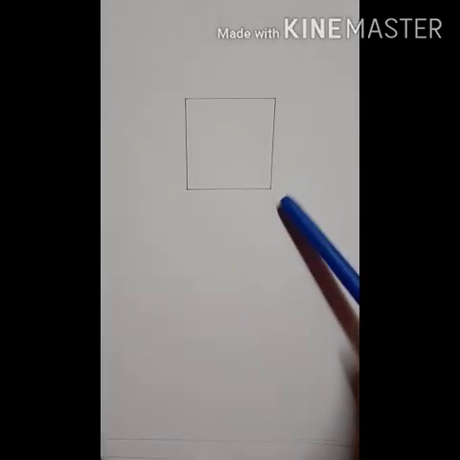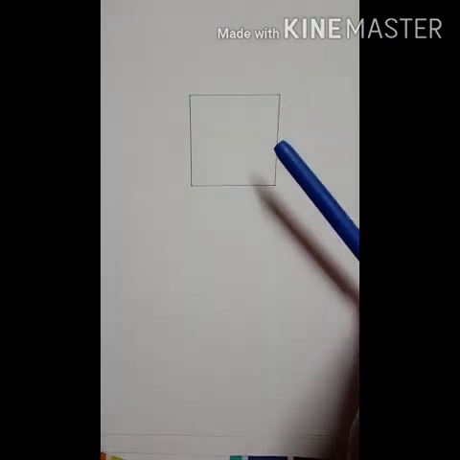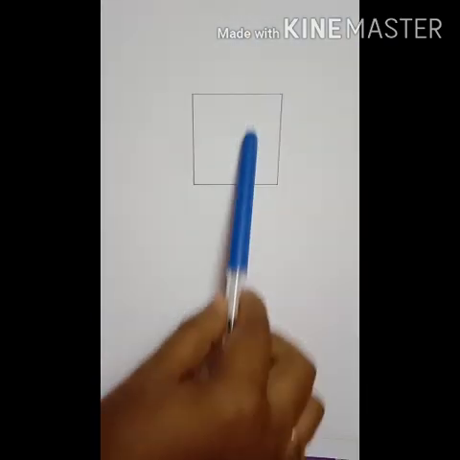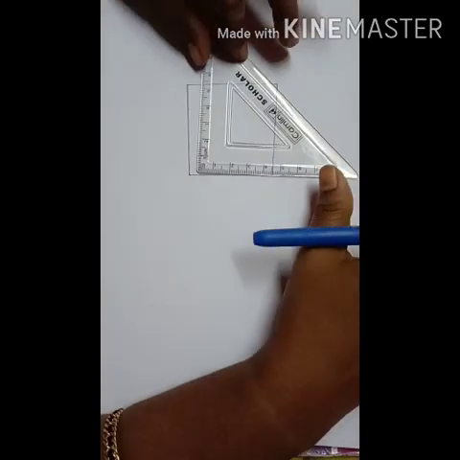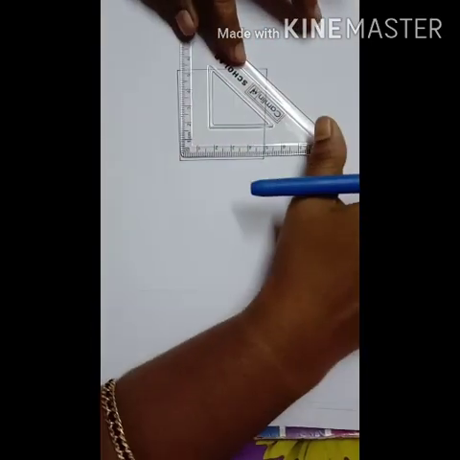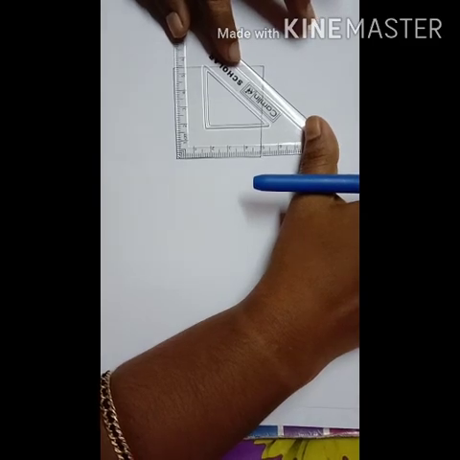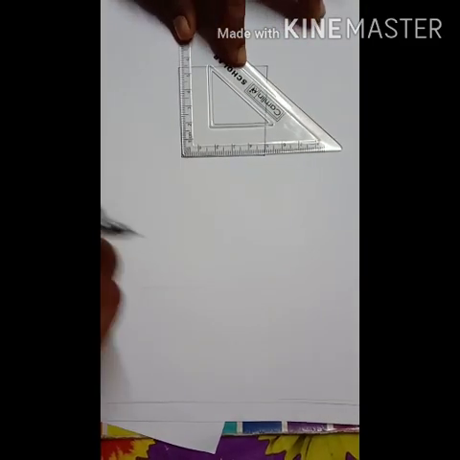Now let's check the example. This is also a quadrilateral having four sides. Now we check whether there are any slanted lines. Just check the first line. Just place the set square properly. So there is no slant. Okay, there is no slant in this side.